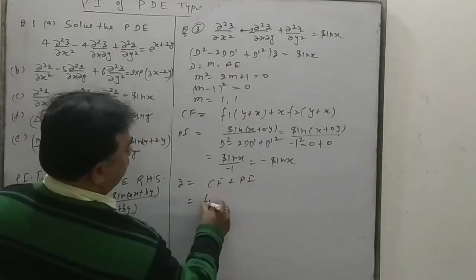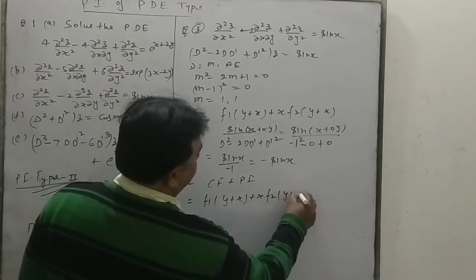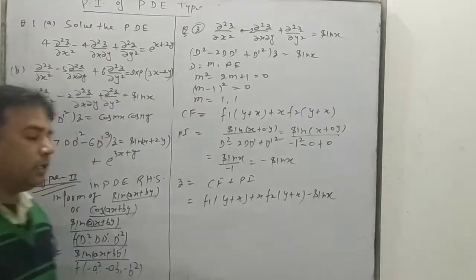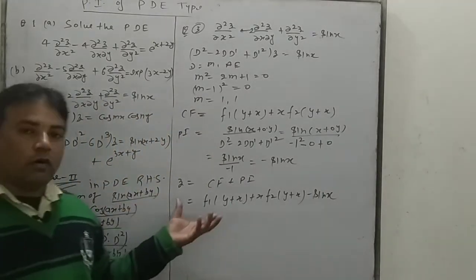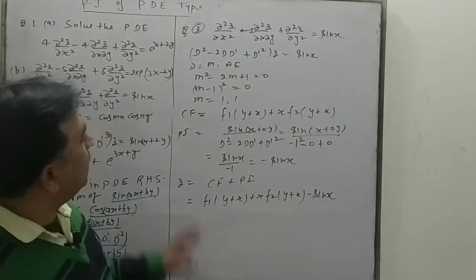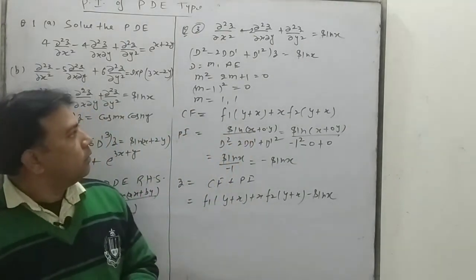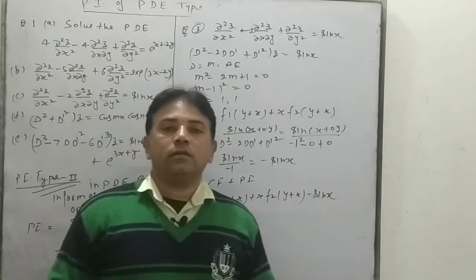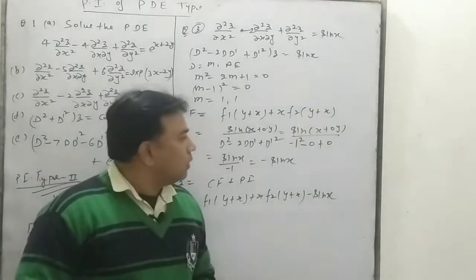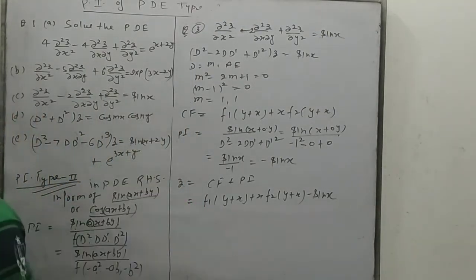Then the complete solution is CF plus PI: z = f1(y + x) + x f2(y + x) − sin x. Understand this question, all the students. If you have any problem understanding the method or question, please comment in the comment box. I will discuss your problem shortly. So please make a note.